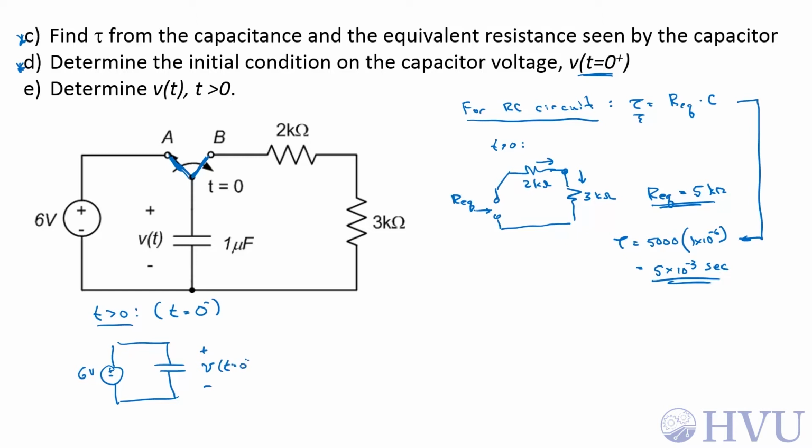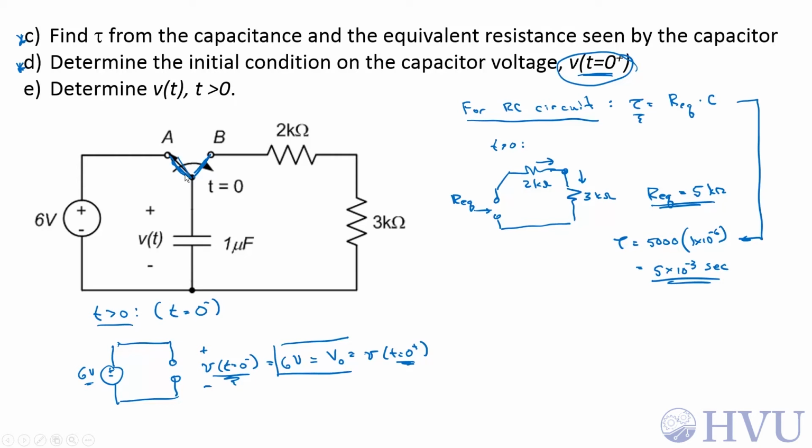But if this switch has been in this position for a long time, the capacitor has had a chance for everything to become constant, since the input voltage is a constant. If everything's constant, then the capacitor looks like an open circuit. If this is an open circuit, then this voltage is just 6 volts, so that's the initial voltage across the capacitor. Again, the capacitor voltage can't change instantly, so the voltage at t equals 0 plus, which is what we want, is found by determining the voltage at t equals 0 minus.